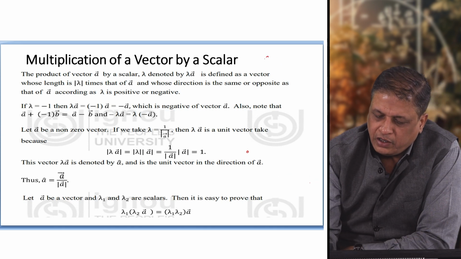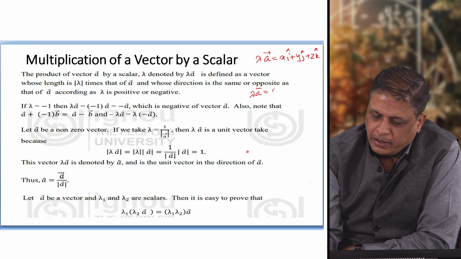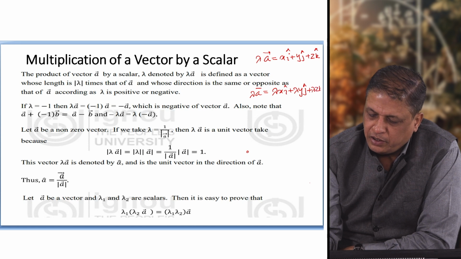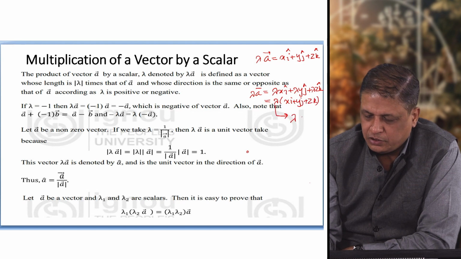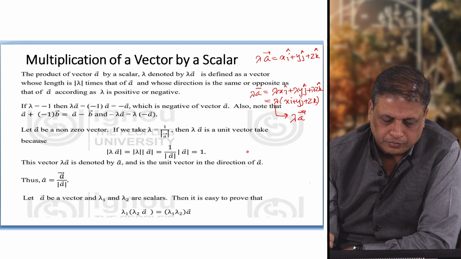Say a vector A is given to us, and say it is xi plus yj plus zk. Then lambda times A, the vector lambda A, will be equal to lambda xi plus lambda yj plus lambda zk. Overall, you are multiplying the vector xi plus yj plus zk with the scalar constant lambda, and this is nothing but equal to lambda A.